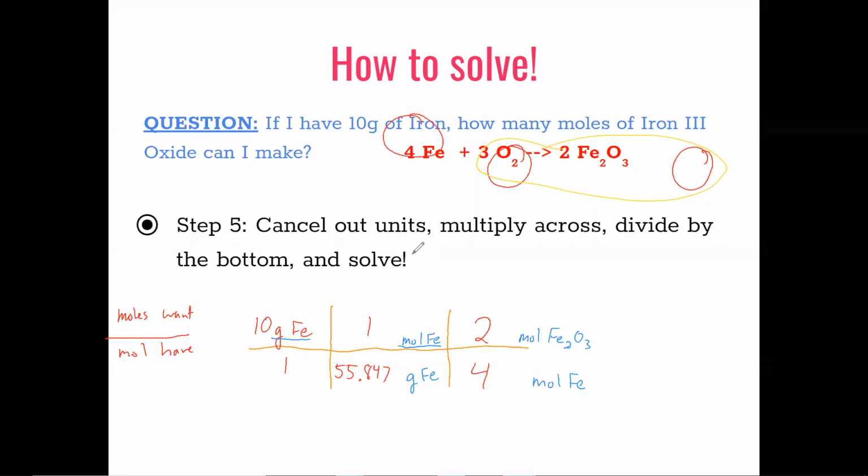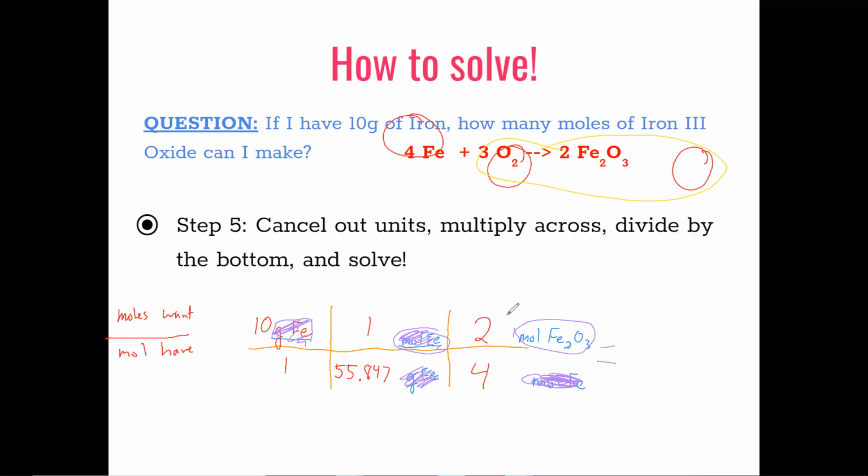Your next step is going to be to cancel out your units, multiply straight across, and then divide by whatever's on the bottom, just like we always have. So let's make sure really quickly that our units are canceling out, all right? The first thing we're trying to get rid of is this grams of iron on the left. That's going to cancel out with this grams of iron down here. The second thing we have to get rid of is this moles of iron here. That's going to cancel out with the moles of iron down there. The only unit that doesn't cancel out is going to be this one, which is what we want, okay?